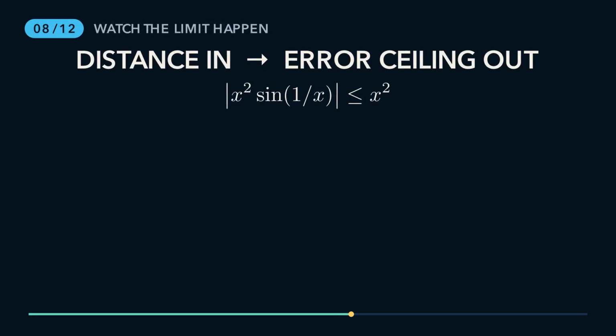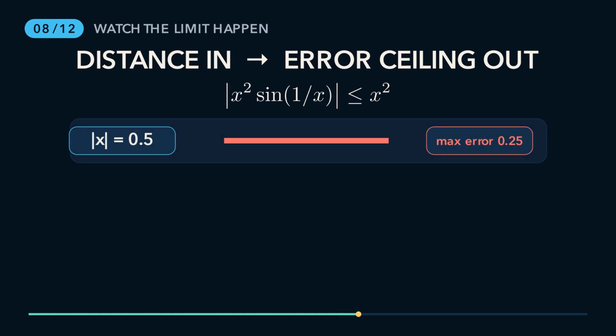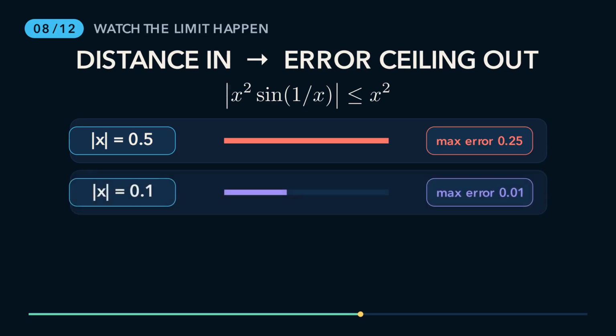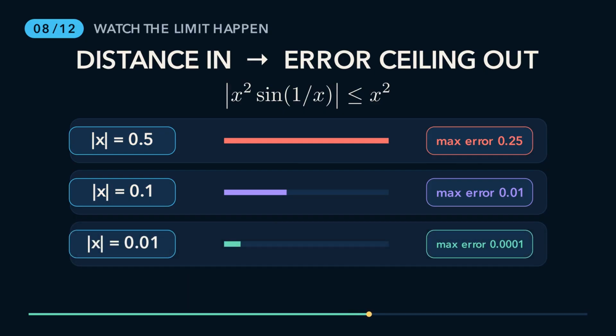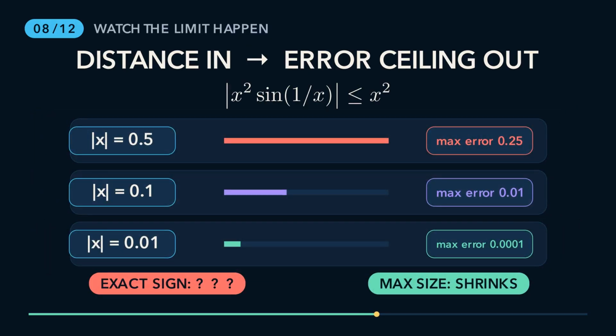Let us test the conclusion at several shrinking input distances. When the distance from 0 is 1/2, the oscillation can have magnitude at most 1/4. At distance 1/10, its magnitude is at most 1/100th. At distance 1/100th, the allowed magnitude is at most 1/10,000th. The exact sign values still bounce unpredictably, but the maximum possible error collapses predictably.